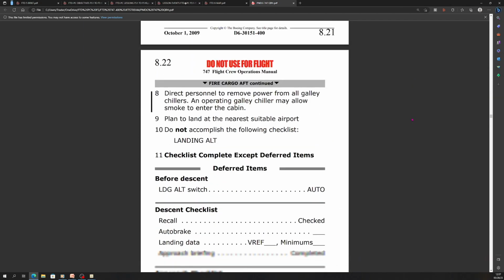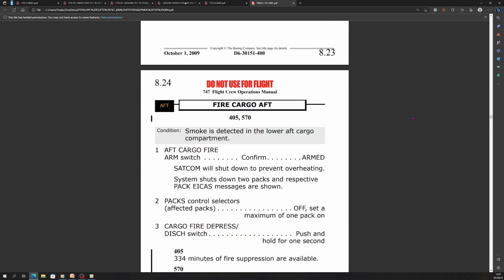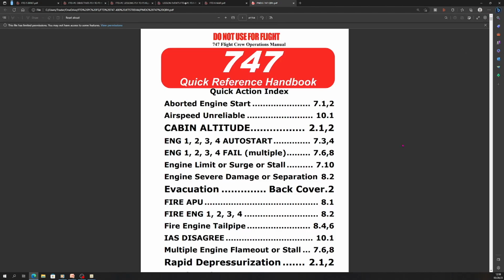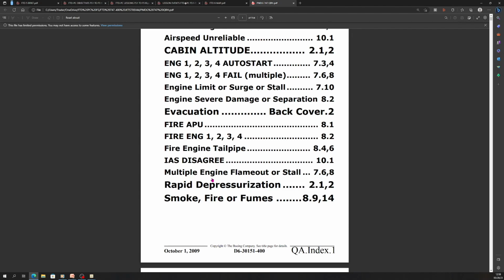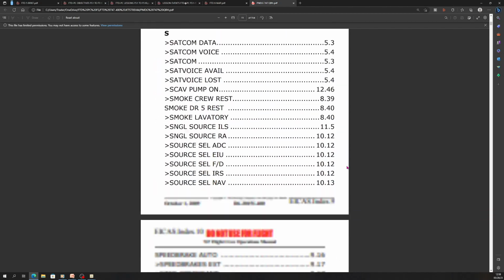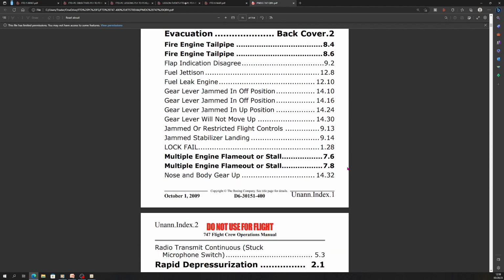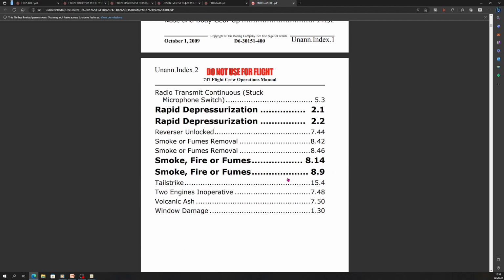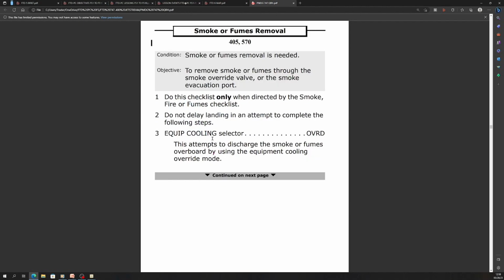Let's see where that is. Again, if I wanted to look that up, the easy way to do that is, and you notice it's not here, and it's not really an ICAS message. So we'd go to the unannunciated, and we'd look up smoke or fumes removal. That's in the unannunciated. So it's probably the second one here, yeah. So this says smoke or fumes removal.